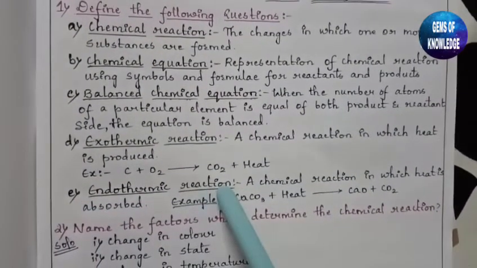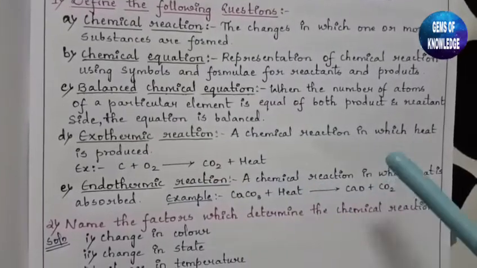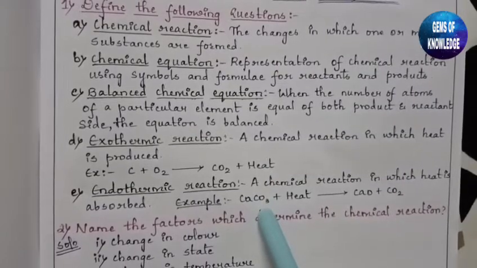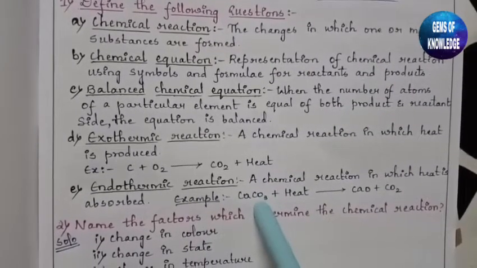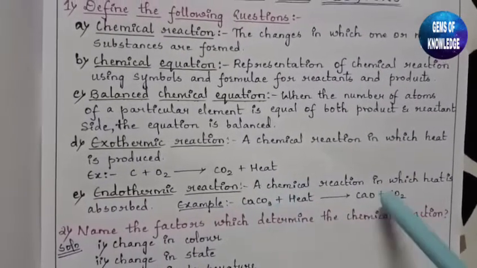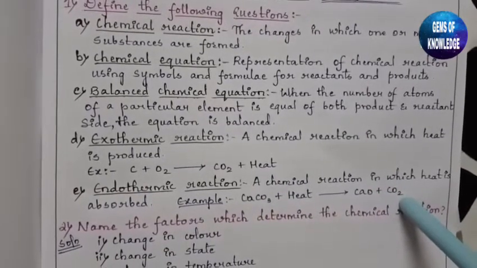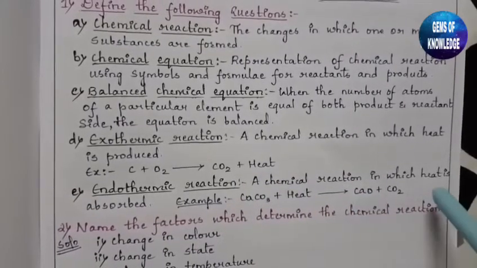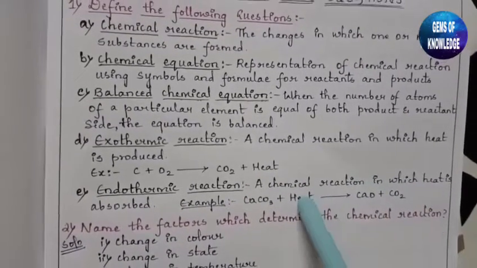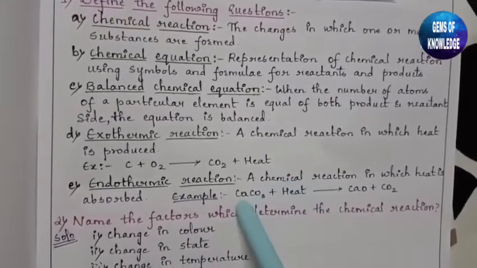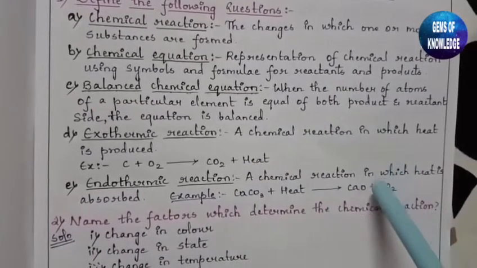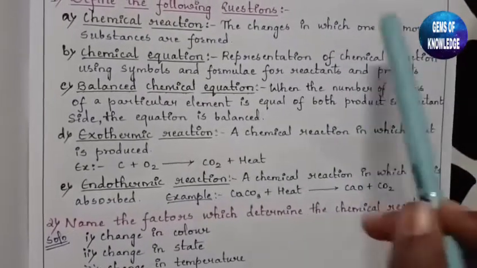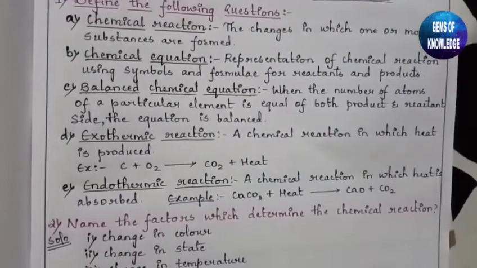And endothermic reaction is a chemical reaction in which heat is absorbed. You can see, to split up this substance, that is CaCO3, into CaO plus CO2, to split up this calcium carbonate into calcium oxide and carbon dioxide, we need heat. If we are heating this calcium carbonate, then only it gets split up into calcium oxide as well as carbon dioxide. Okay, I hope the first question is cleared here. Next we'll move on to the second question.